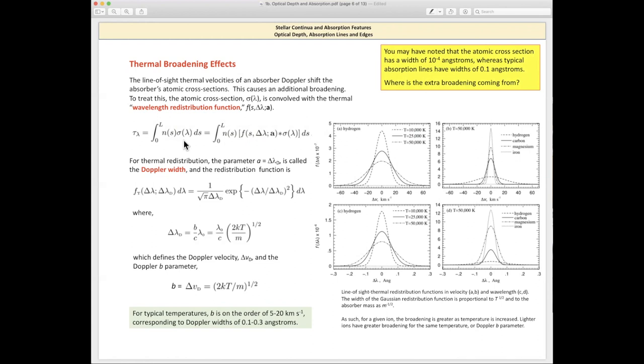That only works if all of the atoms have no motion relative to you. So far, we've been talking about a gas which has zero temperature, where the atoms are all at rest with respect to you. But what happens if the light's coming toward you, but the cloud's moving toward you? Or what if the cloud is moving away from you? Or better yet, what if the cloud has thermal motions and some of the atoms are moving toward you and some are moving away from you? Okay? And so you get Doppler effects going on.